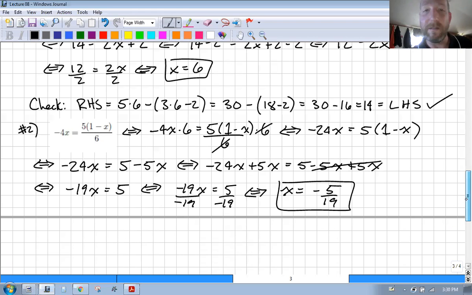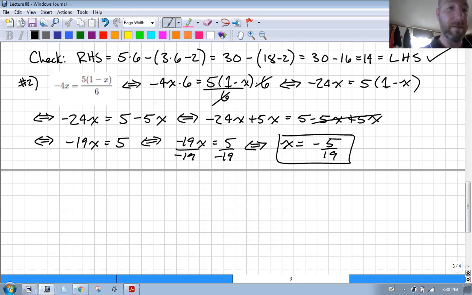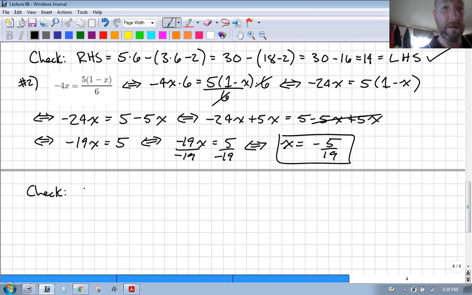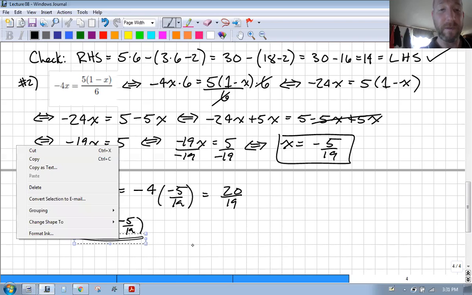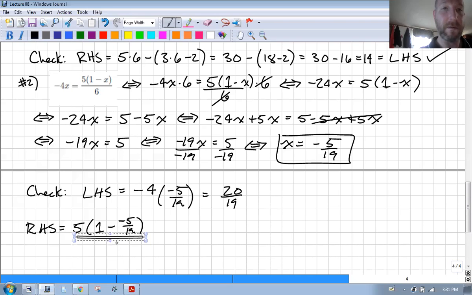All right, let's check our work. Check. All right, our left-hand side is negative 4 times x. So this would be a positive 20 over 19. That's the left-hand side. So let's look at the right-hand side now. We got a 5 times a 1 minus x. X is a negative 5 over 19, over 6 here. So that's our right-hand side.